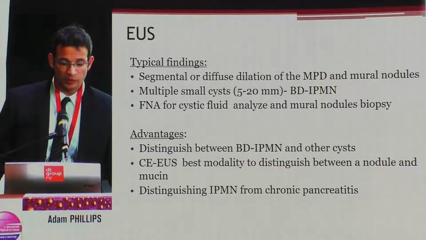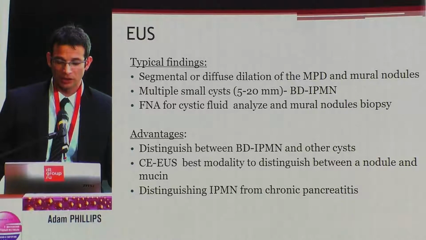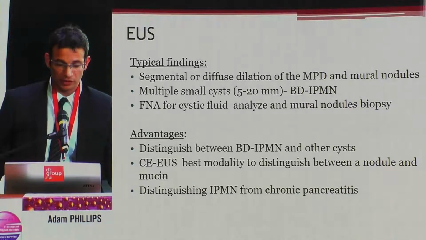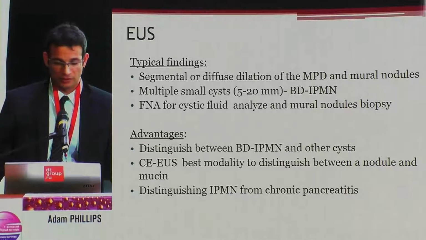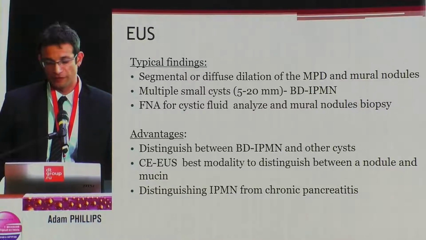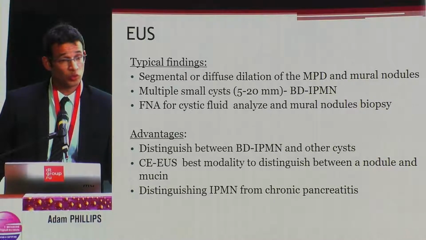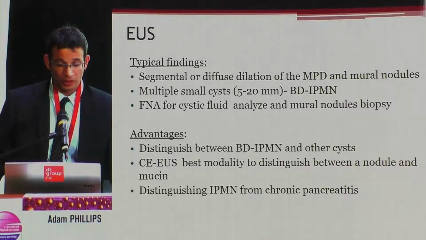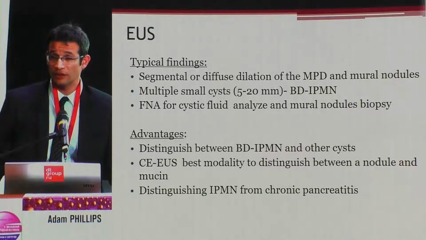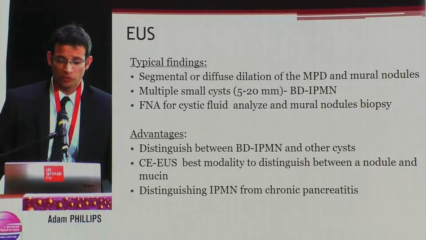EUS. The typical findings that we can see in EUS are a segmental or diffuse dilation of the main pancreatic duct. We can see mural nodules in the duct. In branch duct IPMN, we see multiple small cysts from 5 millimeters or more. We can do an FNA and send the cystic fluid for analysis. We can see the mural nodules, and we can biopsy by FNA and take pathology. The advantage is that it may distinguish between branch duct IPMN and other cysts.